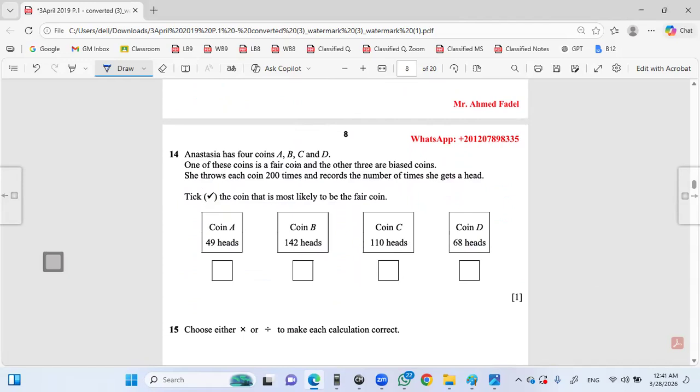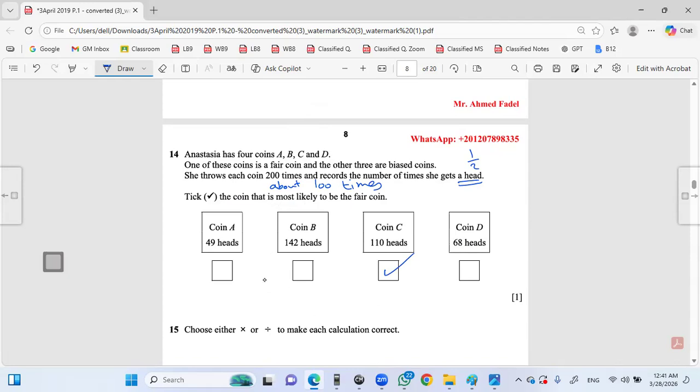Anastasia has 4 coins, A, B, C, and D. One of these coins is a fair coin, and the other 3 are biased coins. She throws each coin 200 times and records the number of times she gets a head. We know that for a fair coin it is half. Take the coin that is most likely to be the fair coin. Well, 200 throws, the number of heads is going to be approximately 100. Which one is the closest to 100? Definitely not this one, not this one, not this one. It is C. It's the closest to 100.